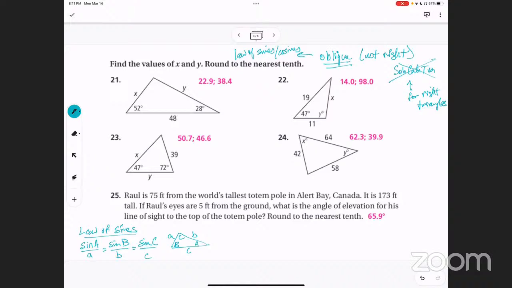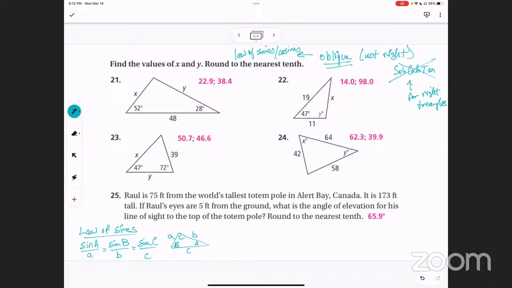So you see how the angle and the side across from it are labeled with the same letter. I see. Capitals are angles, lower cases are side lengths. Yeah. So the law of sines says that the sine of an angle divided by the side opposite from it is equal to the sine of another angle divided by the side across from it. That's the law of sines. Look at this right here. See how I have a side and I have an angle? Find this angle, right?